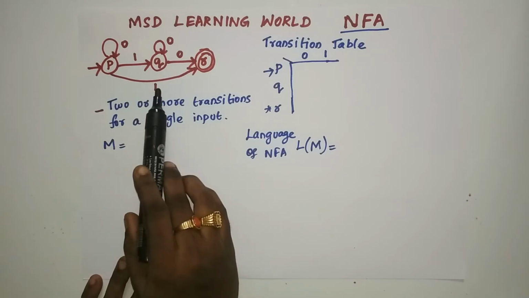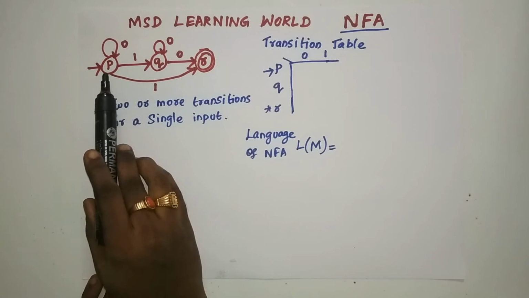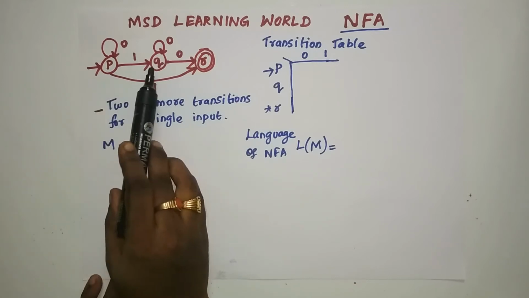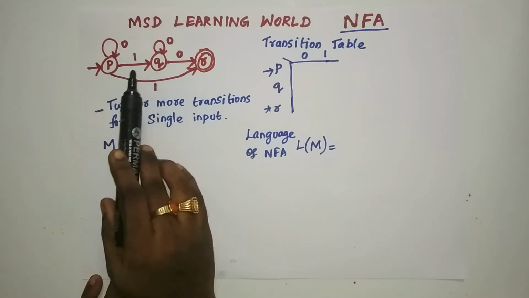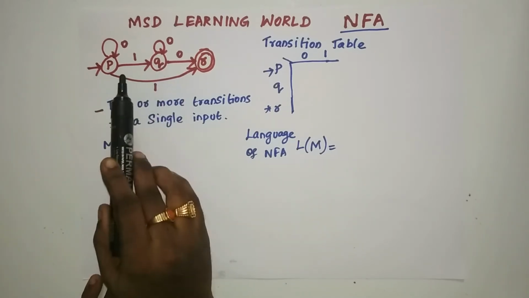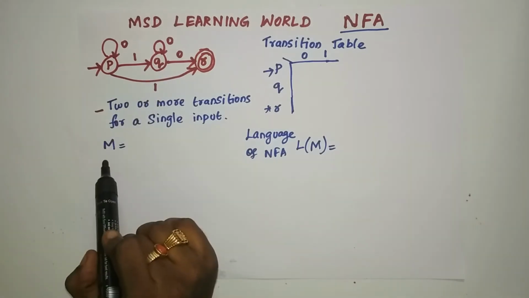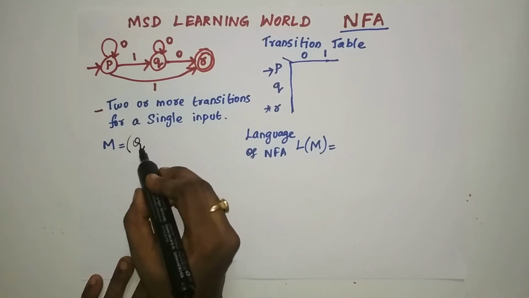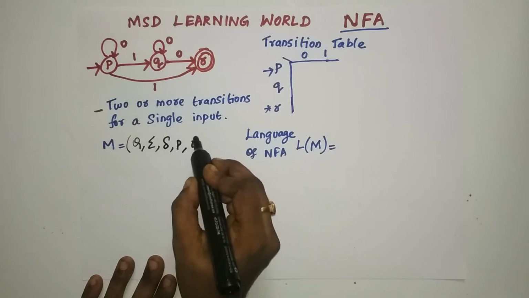Now take this finite automata, whether this is a DFA or NFA. Coming to the state P, P comma 0 goes to P, whereas for P comma 1, the machine is non-deterministic to move either to the state Q or state R. Once the state P is non-deterministic, it is sure that the entire machine is an NFA. This NFA machine is represented by the symbol capital M. The components of this machine are Q, sigma, del, initial state P and final state R.